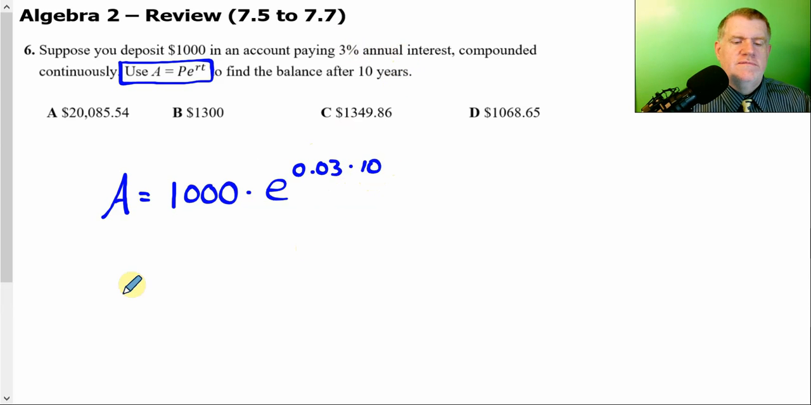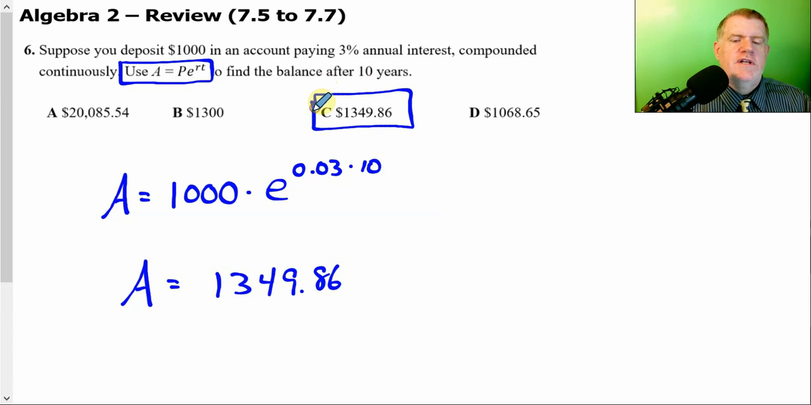So guess what? There's our entire expression. All we got to do is find that answer. Put it in your calculator. And when you put that in your calculator, you get this. That's how much money you're going to have after 10 years. Say you made $300 for doing nothing. It's not bad. Not bad.